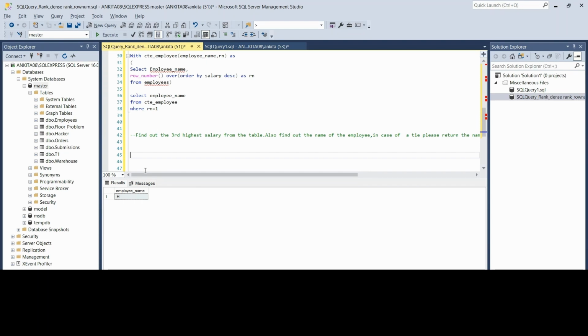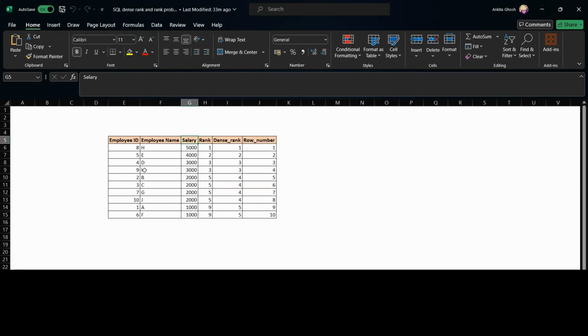Now, find out the third highest salary, right? So what is the third highest salary? The third highest salary in this case, if you come to this, is 3,000. How are we getting this third highest salary? Either by using the rank function or the dense rank function, right?